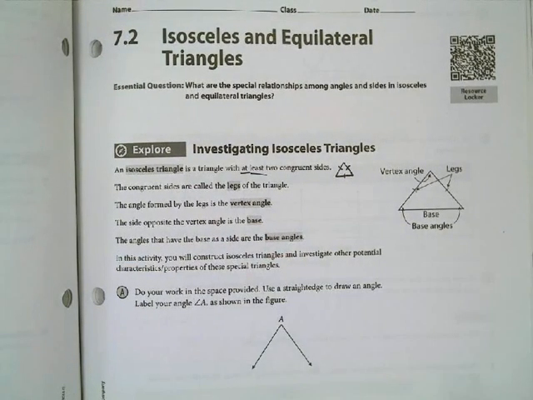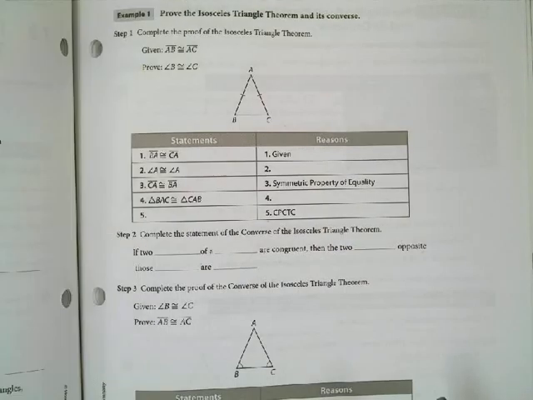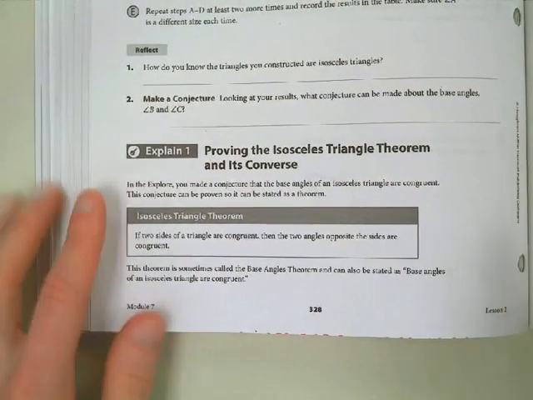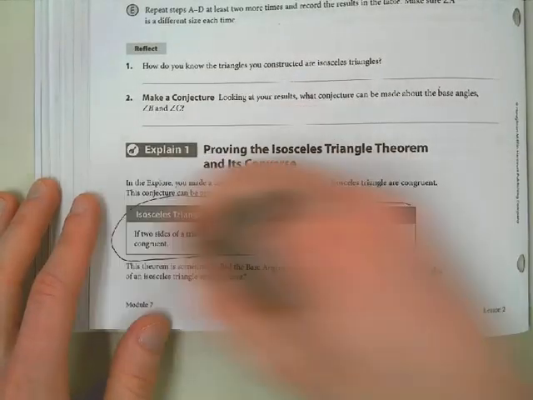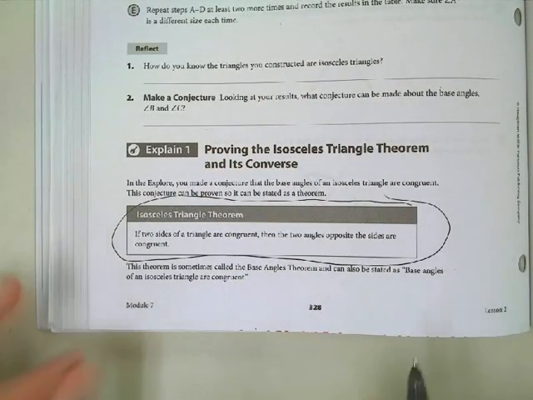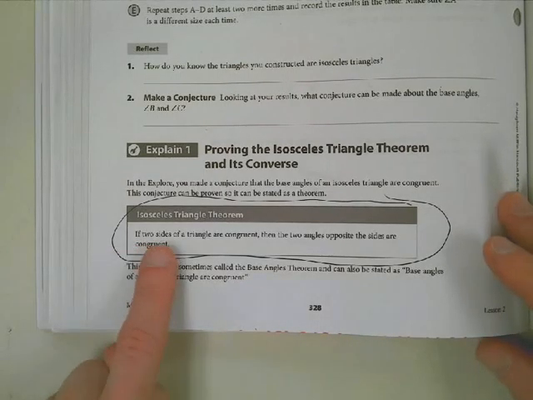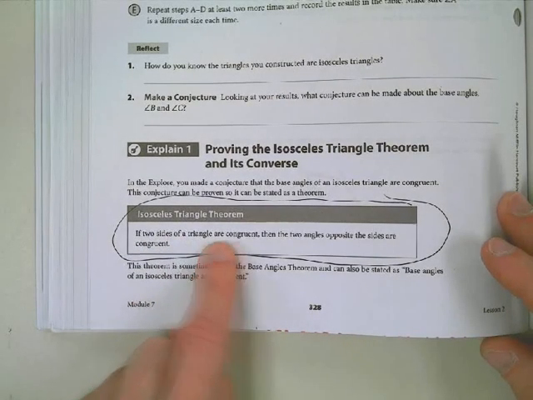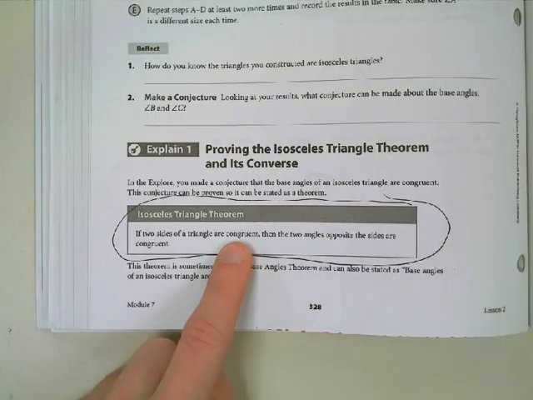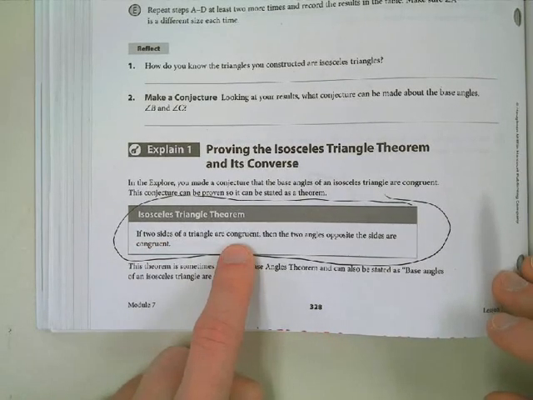Now, here's something I do want to point out, though. Turn the page to page 328 and look at the bottom. We have this theorem, which we have not talked about yet, but it'll kind of make sense, and we're going to prove it to be true, actually. If two sides of a triangle are congruent, so if we have an isosceles triangle, then the two angles opposite those sides are congruent.